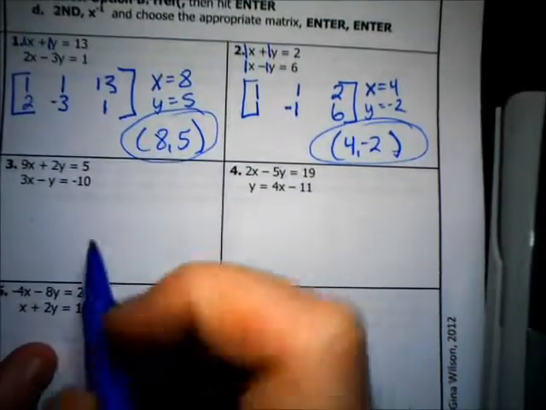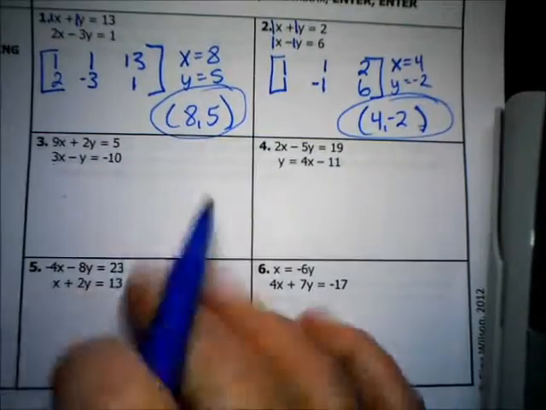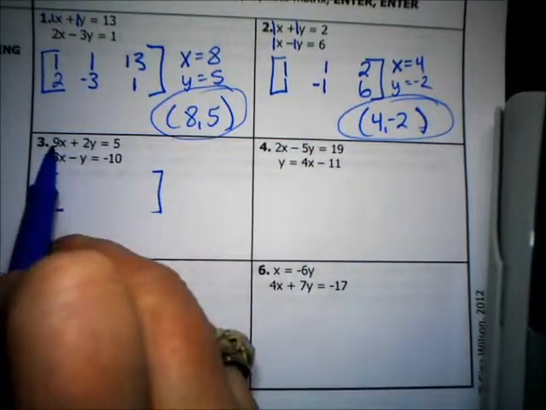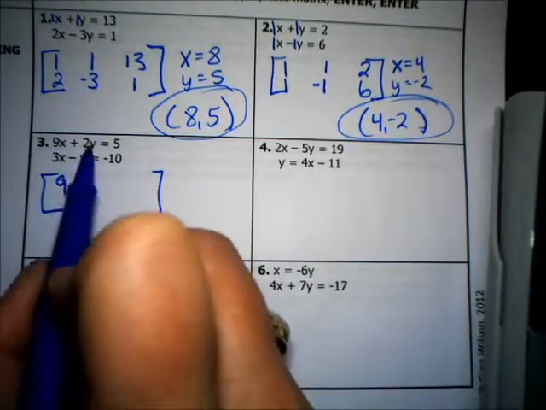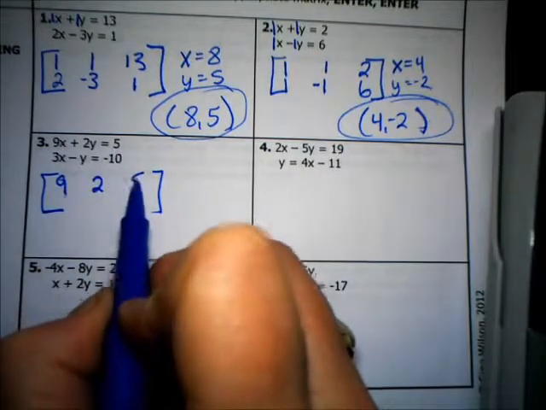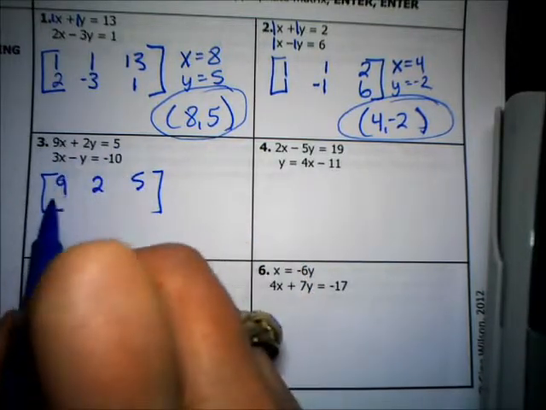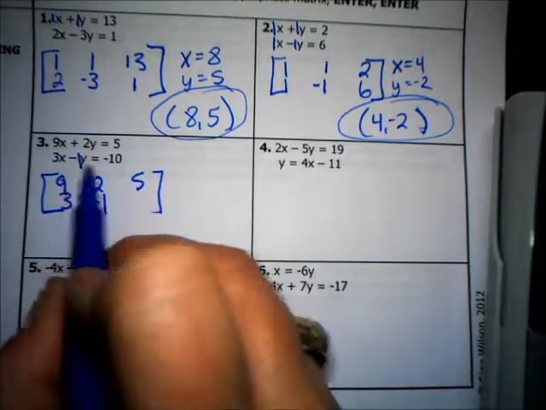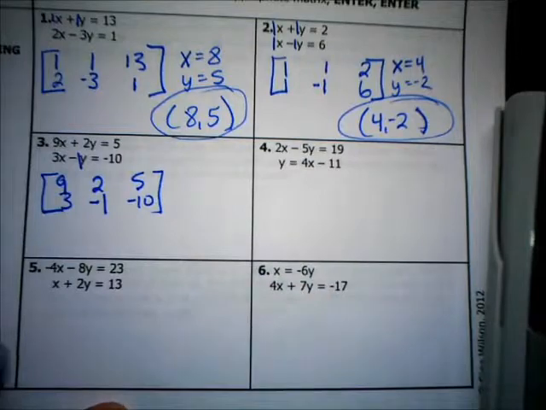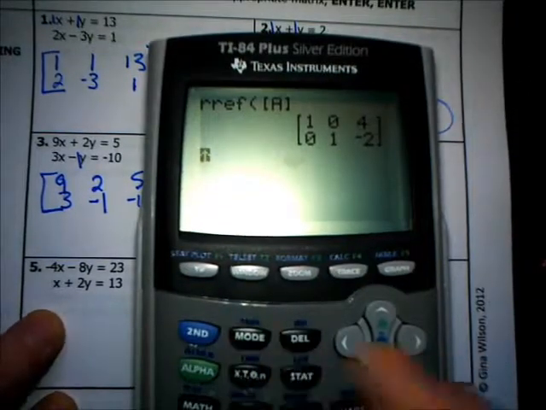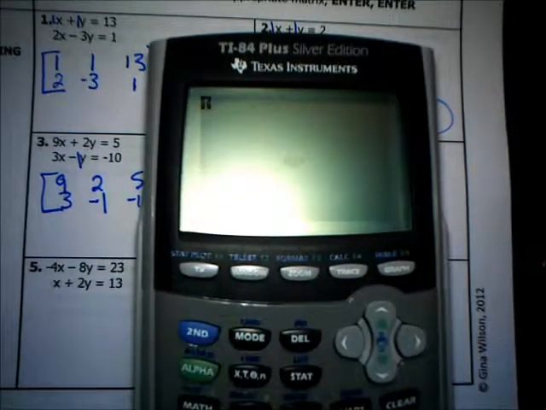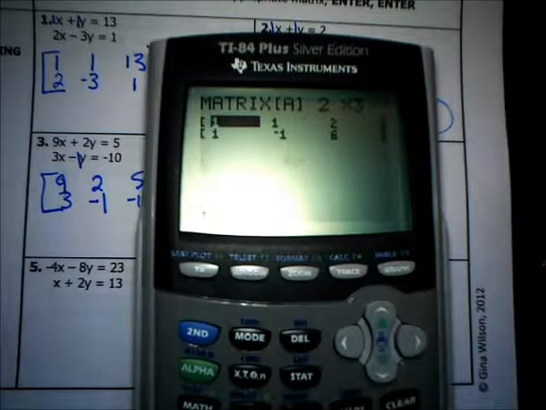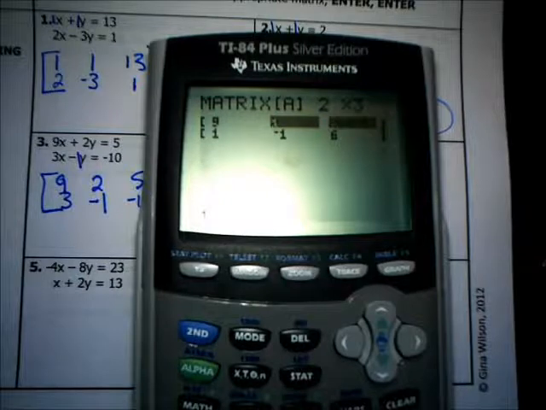Alright, so here we go. We're just practicing these steps. On number 3, your first equation has a 9 for the x, a 2 for the y, and a 5 for the constant. The second row, I have a 3 for my x. There's an understood negative 1 for the y, and then there's a negative 10. I'm going to clear this out. Second inverse, over to edit, and then I'm going to go down to my new matrix, and I'm going to enter my values.